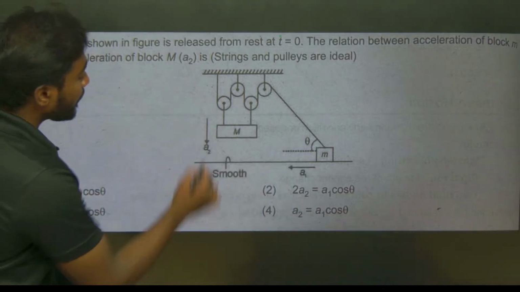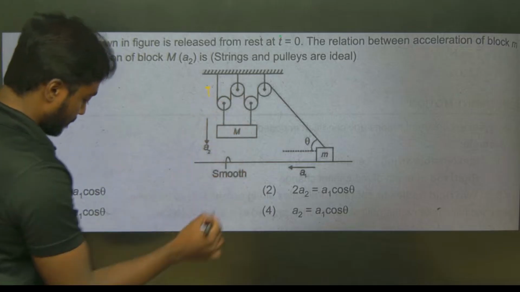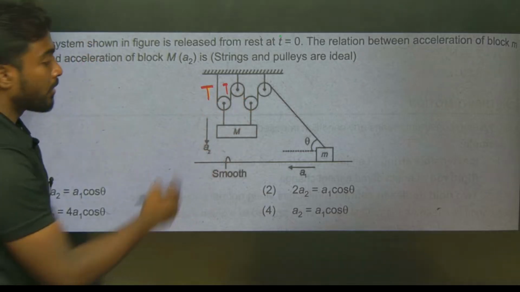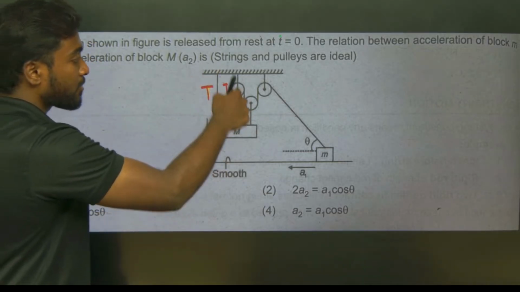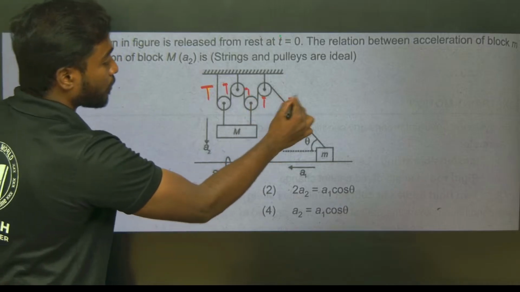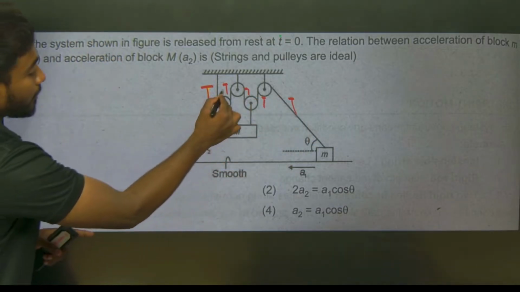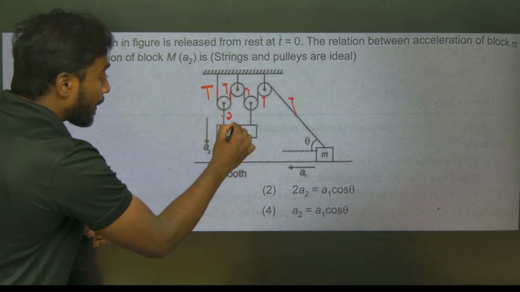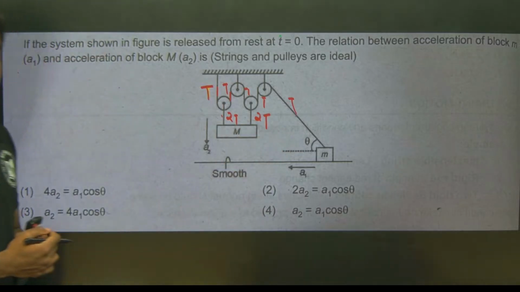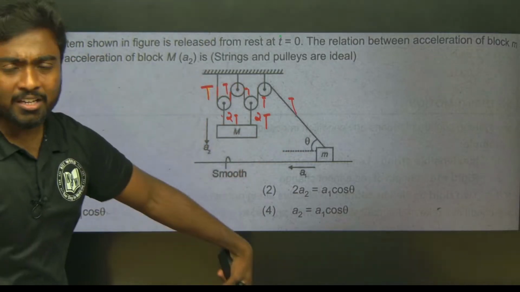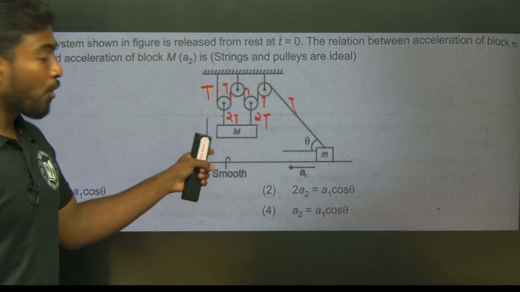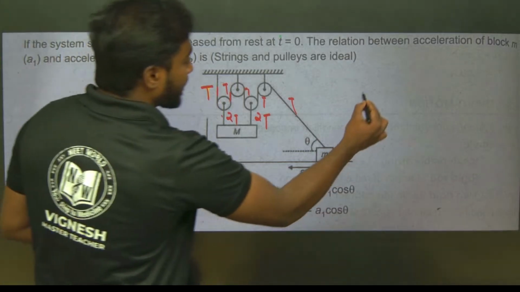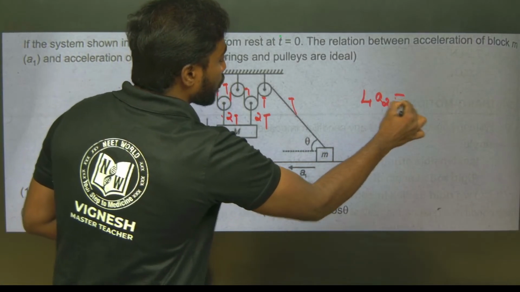If I see here, tension is acting, one tension is here and one more tension is here. It is the same string, so T here and T here also. Now these two strings are one rope, so this will be my 2T, and here also 2T, right? So what will be the acceleration now? The acceleration will be 4A2, so 4A2 is my acceleration in this direction.